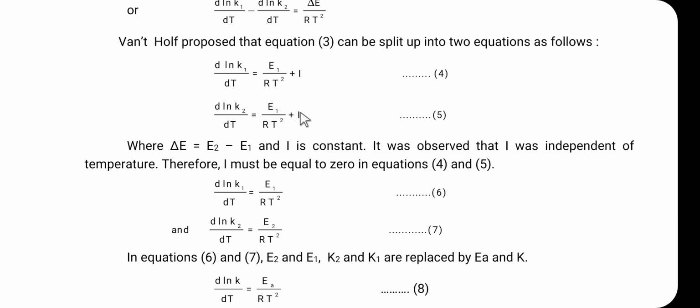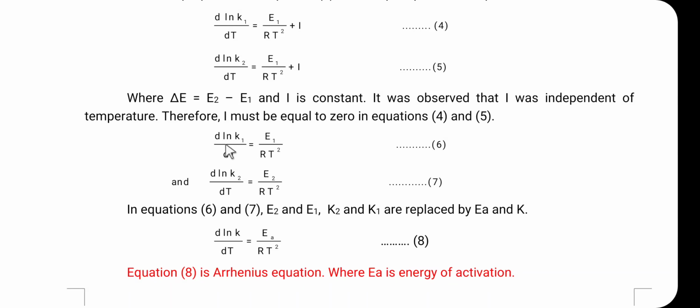So, equation 4 and equation 5 can be written as d ln k1 divided by dt is equal to E1 upon RT square. This is equation number 6. And here d ln k2 by dt is equal to E2 upon RT square. This is equation number 7.